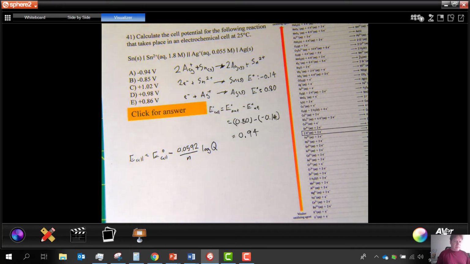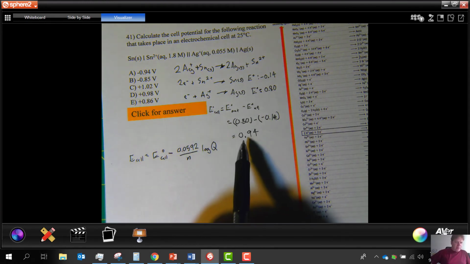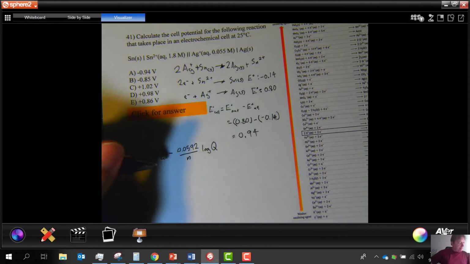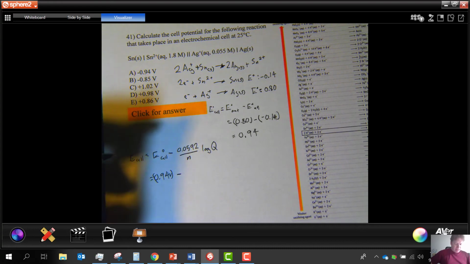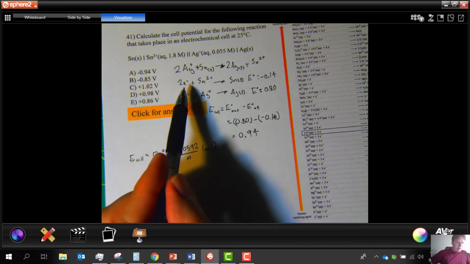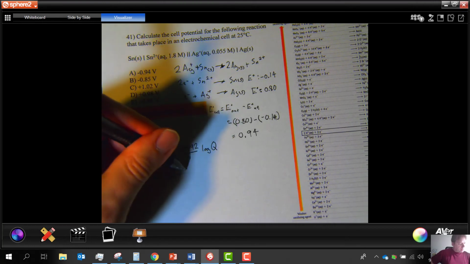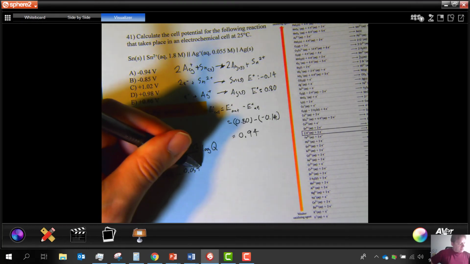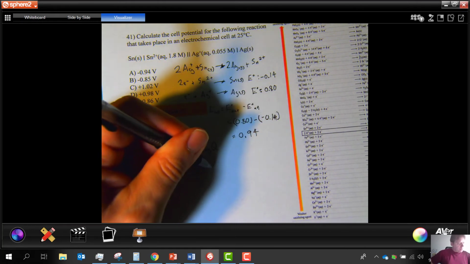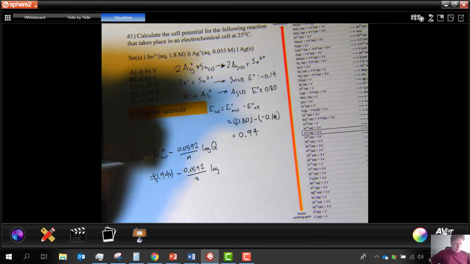And we need to figure out what all these things are. So we've already found this one, right? So this will be the 0.94. That's voltage. And then n from up here we see is 2. So 0.592 divided by 2 for the log of Q.